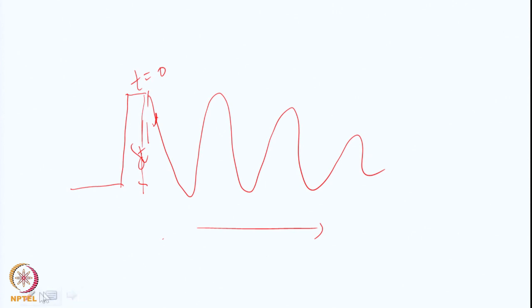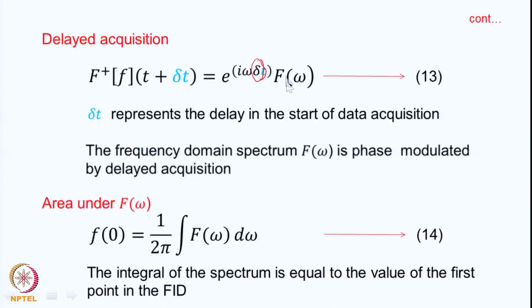What is the consequence of that? The consequence is that your frequency domain spectrum f of omega is multiplied by this phase factor e to the i omega delta t. Notice this depends upon the frequency, and depending upon what delta t is, at a different frequency we will have a different phase factor. Therefore, we have a frequency dependent introduction of phase into the frequency spectrum, and of course one has to get rid of it. These are the issues which come as a result of the Fourier transformation. So they are very specific to Fourier transform NMR, and we will discuss at a later stage how to correct these for various purposes. Delta t represents the delay in the start of data acquisition, as I explained to you. The frequency domain spectrum is phase modulated by delayed acquisition.